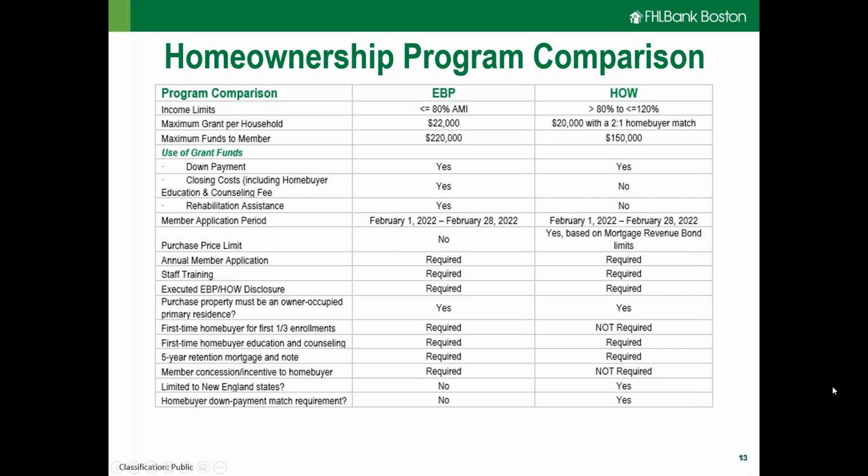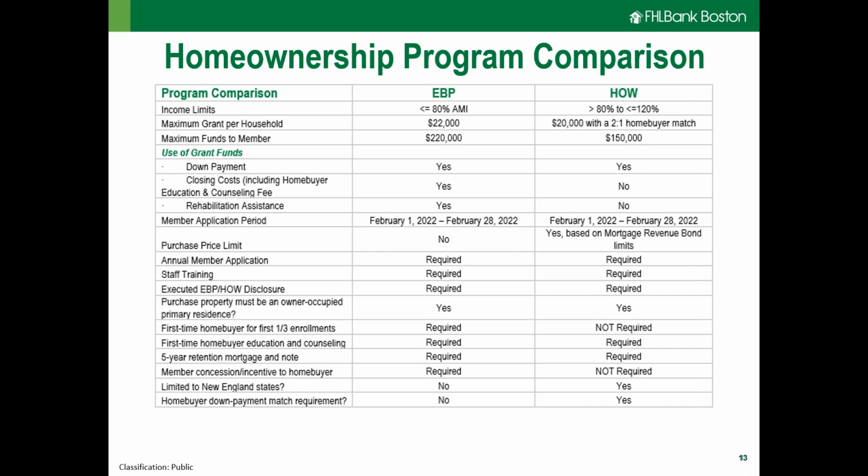How is it determined what portion of the $22,000 is used for down payment and closing cost assistance? Are closing costs covered first and the remainder for down payment? So for EDP, we don't look at what is being used for down payment and closing cost assistance. There is no threshold of what that dollar amount is. So I hope that answers your question.